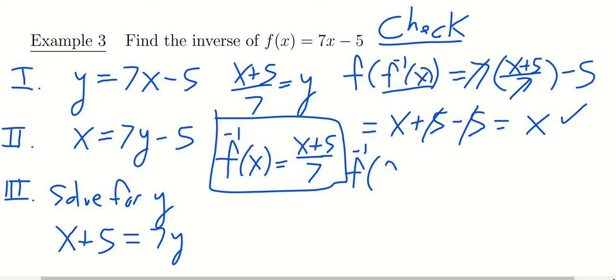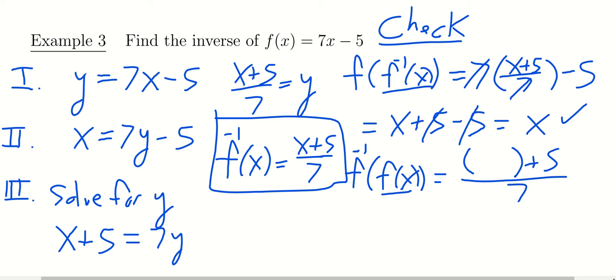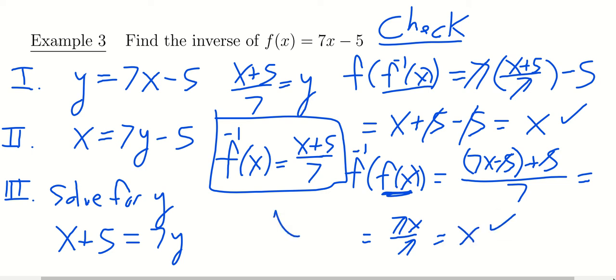We now need to check f inverse composed with f of x. The outer function is f inverse. f inverse says take your input, add 5 to it, and then divide it by 7, where our input is f of x, which is the expression 7x minus 5. In the numerator, the minus 5 and the plus 5 cancel, so we get 7x over 7. The multiplication and division by 7 cancel, and that leaves us with x. So we found the inverse, we checked it. Our inverse function is x plus 5 divided by 7.